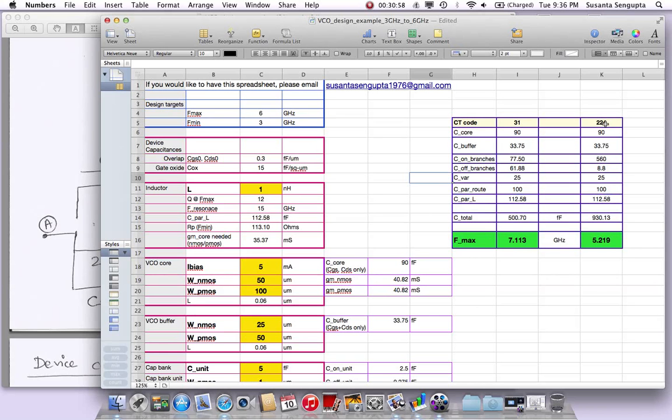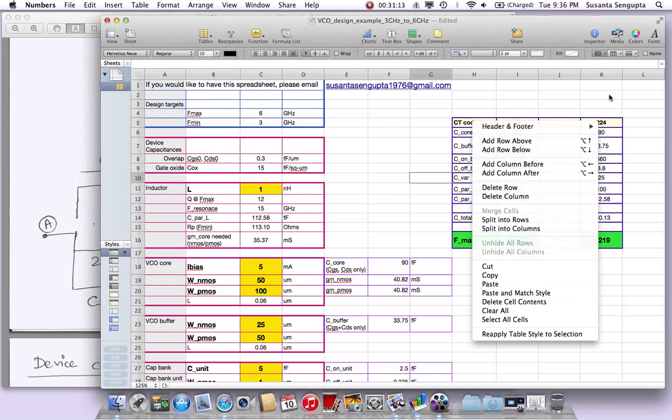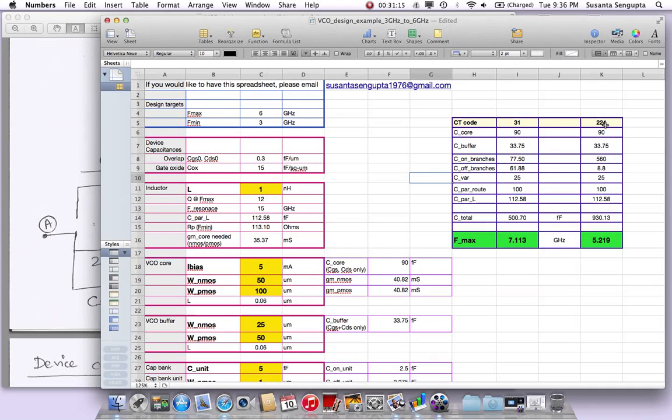Similarly, if I now increase my CT code, so this was the case where the lower 5 branches were on. 31 means the lower 5 branches, LSB, then the next one and next one, so the first 5 are on. This means the 3 MSBs are on, the rest 5 are off. The 5 LSBs are off, and 3 MSBs are on. In this case, if I have a configuration like that, then I have got more capacitance turned on in the cap bank. So the cap bank will have more capacitance.